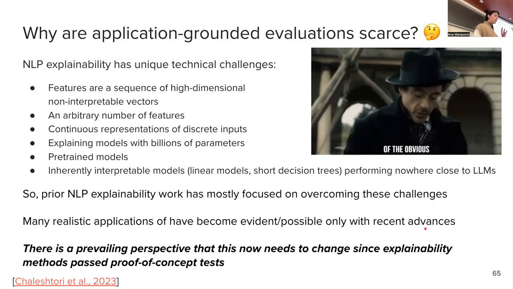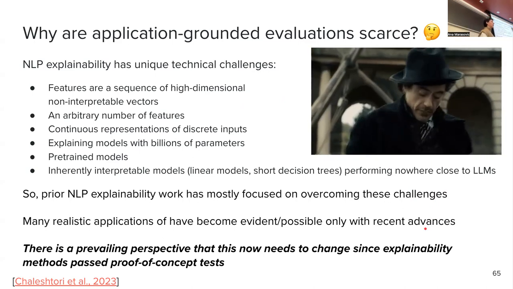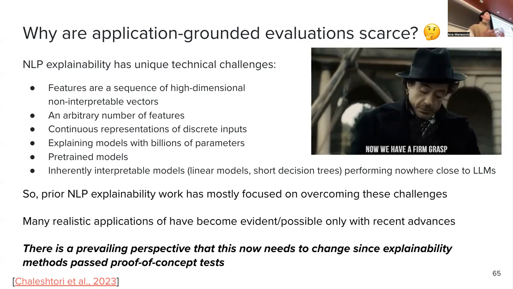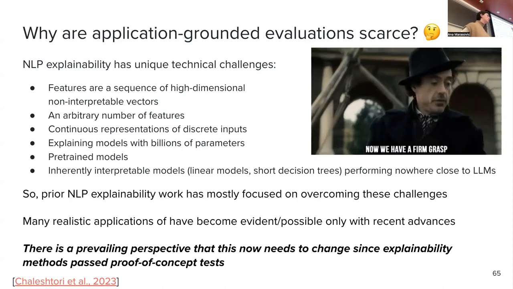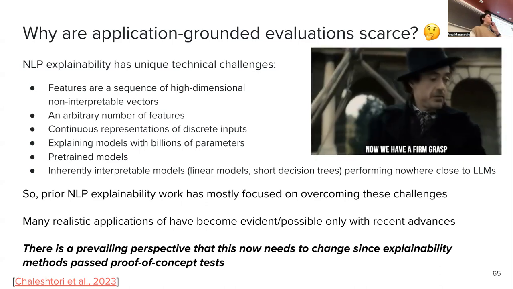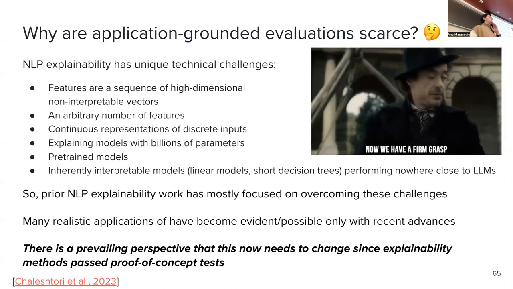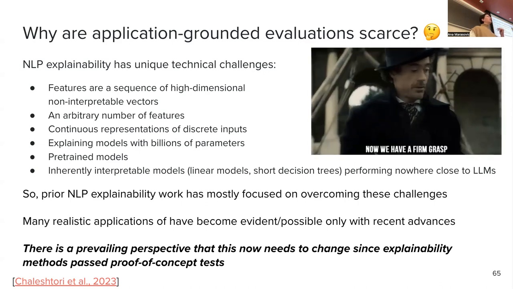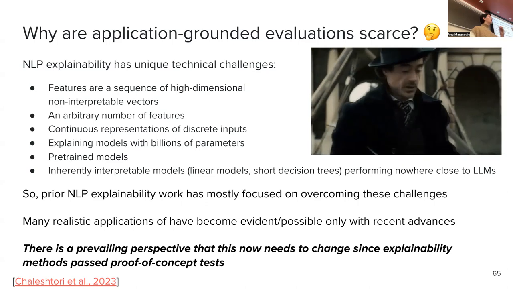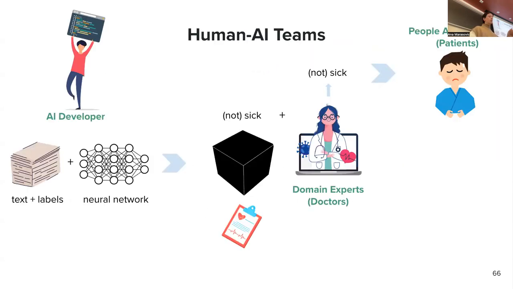Given that we now know they are working, and given that with the whole revolution of large language models we have a better sense of what applications people might want to have with NLP and language technology, now is the time to actually do this application-grounded evaluation. There is a prevailing opinion in the explainability community that we should be doing that. This is just giving you a sense from the inside of this research direction of what people want. If you are producing a new method, it doesn't necessarily mean it's going to be rejected, but I think it has to be exceptional for people to be excited about it.